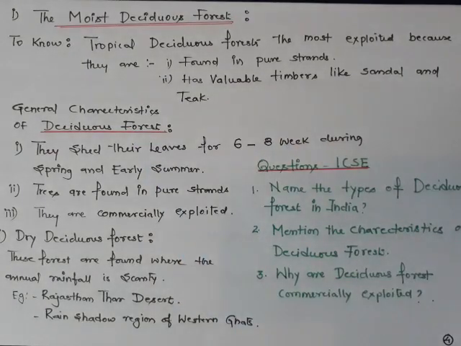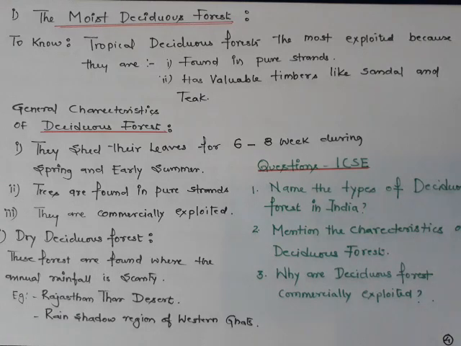Moist deciduous forest are the tropical deciduous forest which is most exploited because they are found in pure strands and has valuable timber like sandal and teak. Pure strand means a type of trees are found in a particular stretch and it becomes easy for the exploitation. And valuable timber like sandal and teak, as you all know, has a great economic value. Why? Because these timbers are used for constructional purpose and manufacturing or building ship.